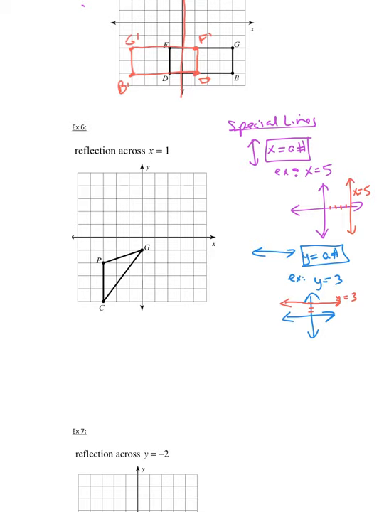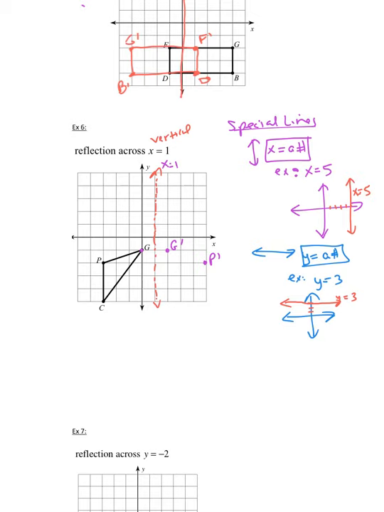So if you look at example 6, reflection across X equals 1. So you draw in the line X equals 1 is a vertical line. You draw it in, and you're going to reflect over that line. So if you look at G, G is 1 unit away from that vertical line that we just drew, X equals 1, and you go 1 to the other side. So G prime is 1 space away on the other side. P is 1, 2, 3, 4 away from X equals 1, so I go 1, 2, 3, 4 to the other side. There's P prime.